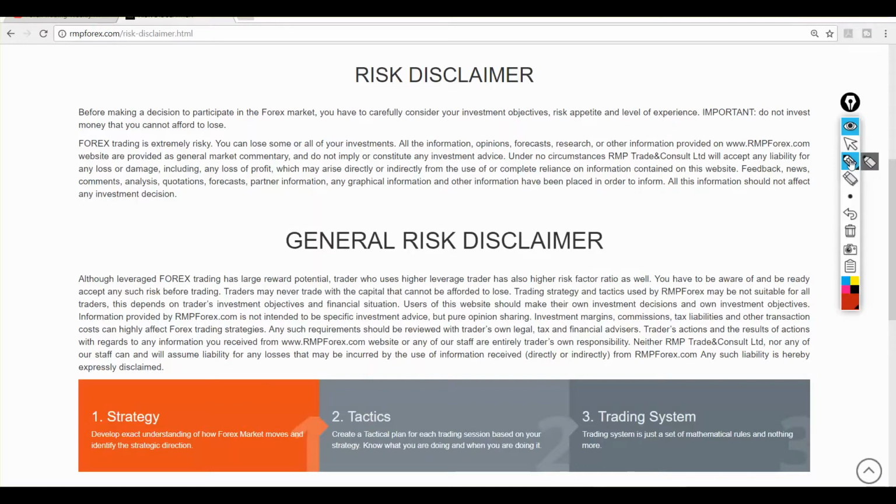As every weekend, I'm going to take a look at 4 pairs. That's EURUSD, British Pound, Australian Dollar, and Canadian Dollar against US Dollar.